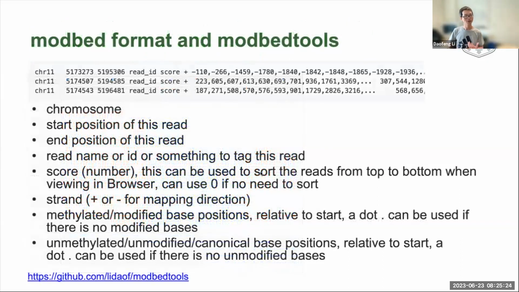So we are supporting a lightweight file format called modbed, along with the associated modbed tools, which capture just the necessary information from the BAM file and make the file size much smaller. This file format contains just 8 columns: chromosome, start, end, and position, then the read name and ID, something you can use to tag back to the read, then an optional score you can use for sorting, and strand information. The last two columns are the most important: the methylated base positions and the unmethylated base positions. This is the methylation data.